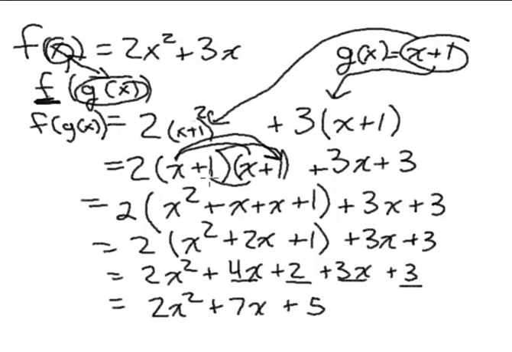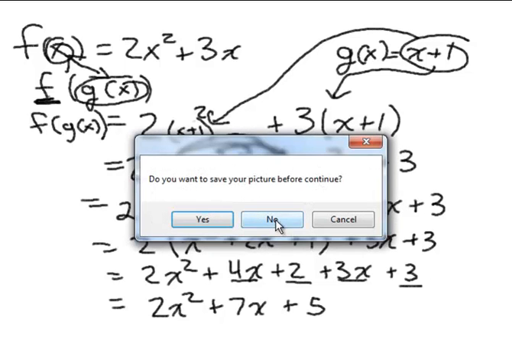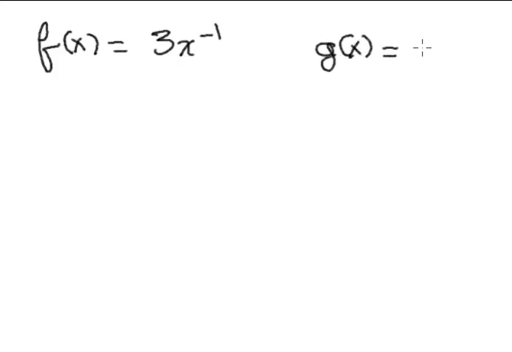Okay, so that's a fairly complicated composition of functions because I had to do a lot here. Now let's look at some others that have a little bit more tricky functions that we're going to be working with. So let's take a look at if I had my f of x equals 3x to the negative 1 and my g of x equals 2x minus 1. Okay, and this time let's start by finding f of f of x. Okay, so that one's a little different.